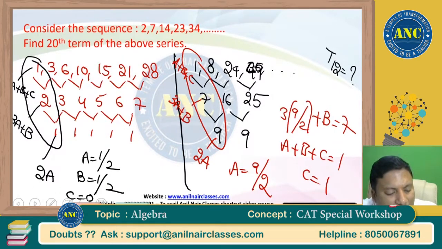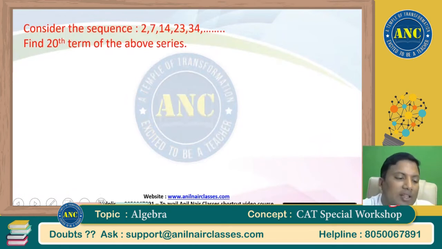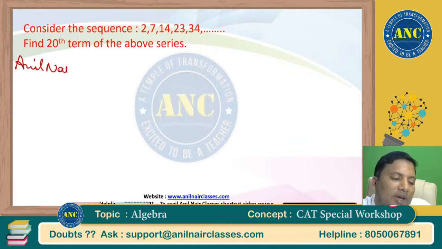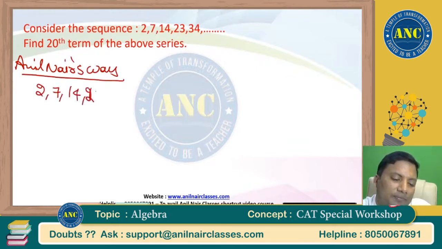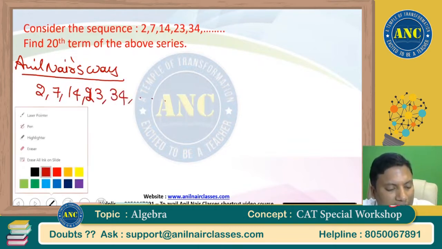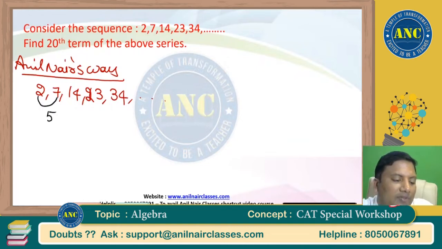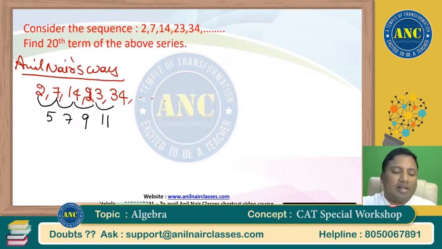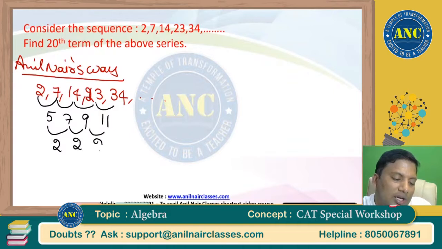Now is there any other way that you can do it? There is also another way. Now see here, how to write down the answer very easily. Anil Nair's way. Let us see. Suppose this question: 2, 7, 14, 23, 34 and so on. How to write down the answer? These are nothing but 5. These are nothing but 7. These are nothing but 9. These are nothing but 11. Till here clear, right? These are nothing but 2. Here it is 2. Here it is 2.